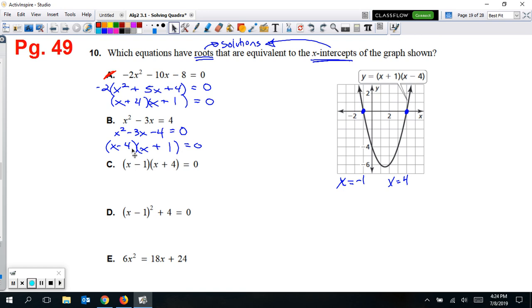Is that the same thing? We have an x plus 1, that matches, x minus 4, that matches. So yes, B has the same answers. B is equivalent to this one over here.